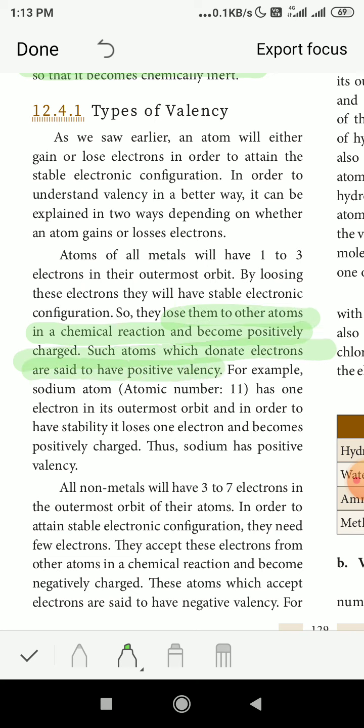For example, a sodium atom, atomic number 11, has one electron in its outermost orbit, and in order to have stability it loses one electron and becomes positively charged.